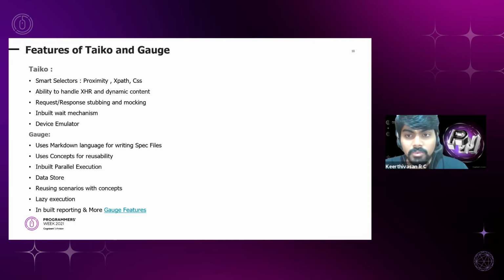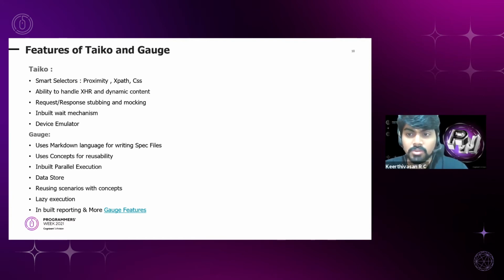For example, if you want to run a parallel execution using Selenium, either you'll have to have a Selenium grid or you'll have to plug in with any of the continuous integration tools such as Jenkins, AWS, and you'll have to create separate nodes and hubs for that. Whereas in Gauge, it has an inbuilt parallel execution as well, and data store.